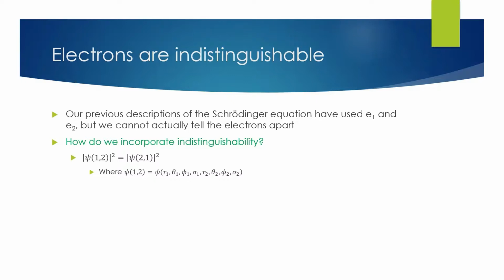And when we do this, there are two very straightforward options that come out of this. We could have what's called a symmetric solution where psi 1, 2 is equal to psi 2, 1. And we could have an anti-symmetric solution where psi 1, 2 is equal to negative psi 2, 1. And since we're squaring these, of course, both of those are going to be equal to each other. So x squared is equal to negative x squared, they'll both end up being x squared.